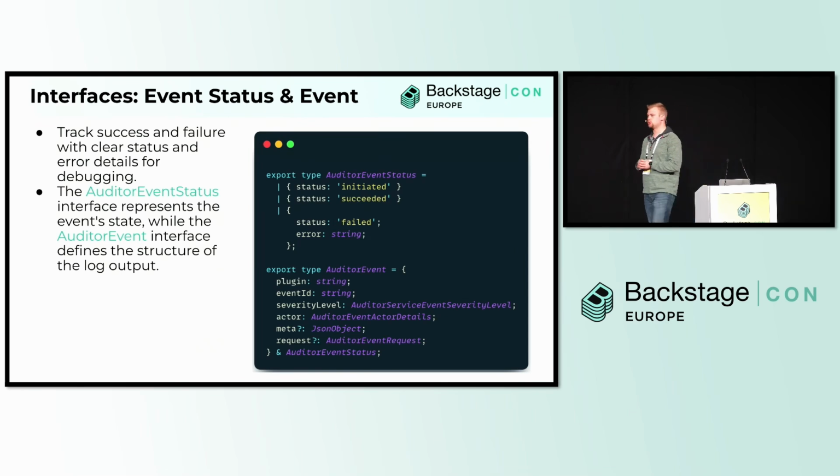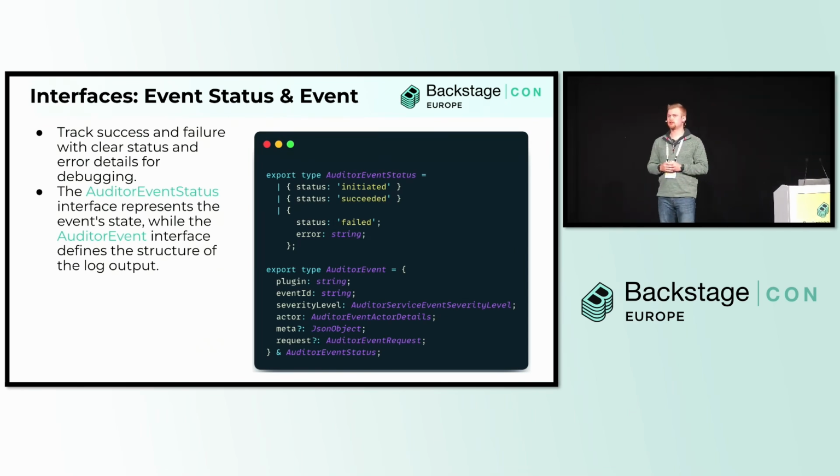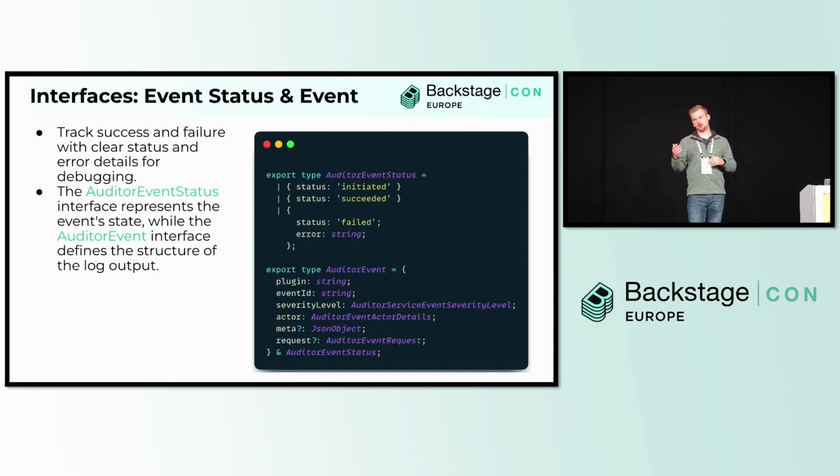Now looking at the actual shapes of the auditor that you'll be looking at in Splunk, Elasticsearch, whatever you're using to collect these logs. First, we have the audit event status, right? Like I previously mentioned, you have the initiated, succeeded, failed, and if you look as well, you have that error within that failed object. Then you have the actual auditor event log in general. That contains plugin, event ID, severity level, actor, some metadata, request, and to signify the event status.